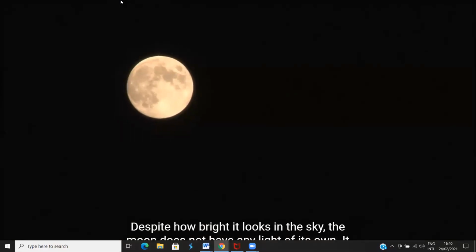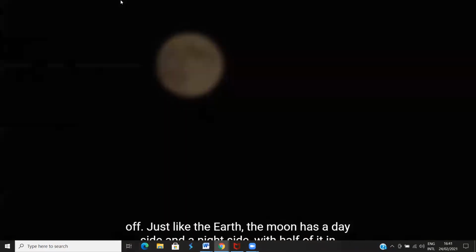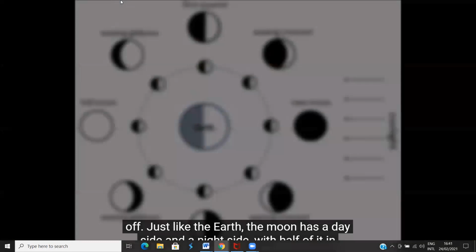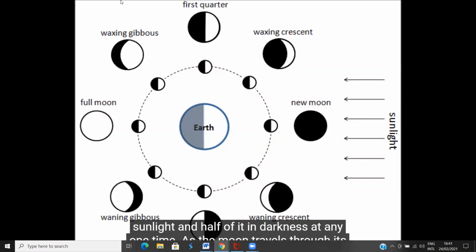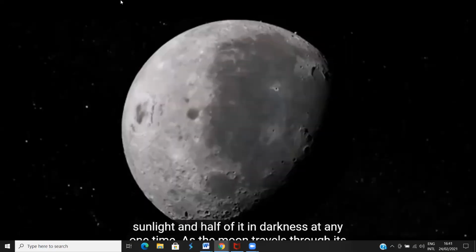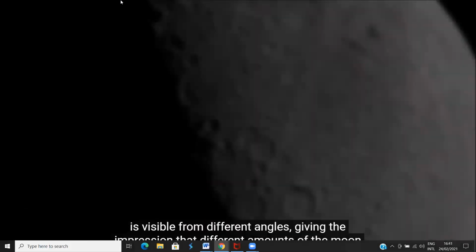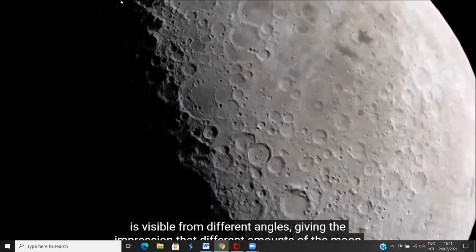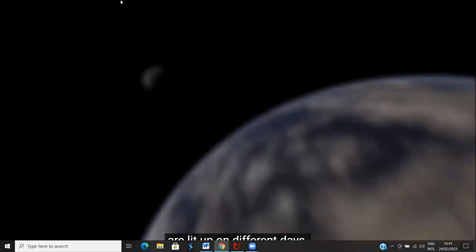Despite how bright it looks in the sky, the moon does not have any light of its own. It only appears to shine brightly in the sky because light from the sun hits it and bounces off. Just like the Earth, the moon has a day side and a night side, with half of it in sunlight and half of it in darkness at any one time. As the moon travels through its orbit around the Earth, that dividing line between day and night, called the terminator, is visible from different angles, giving the impression that different amounts of the moon are lit up on different days.